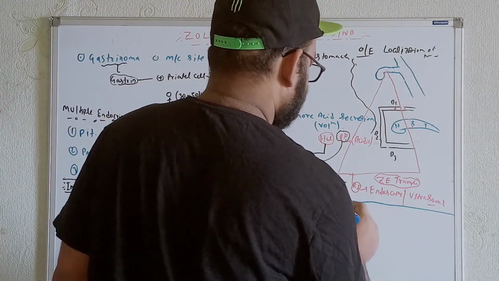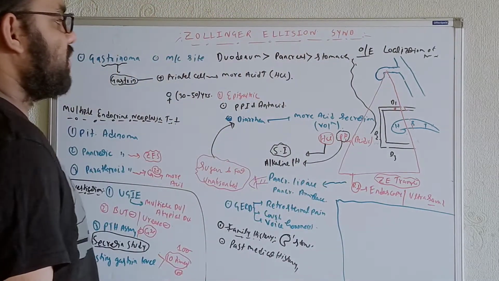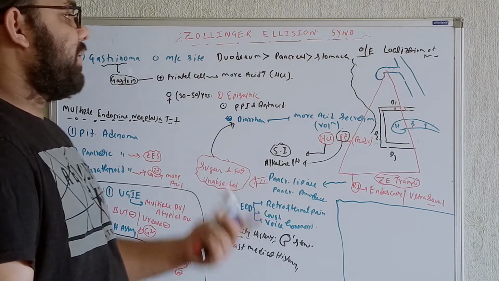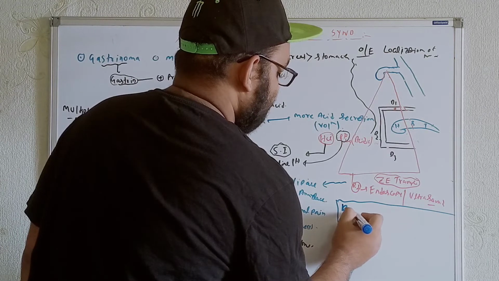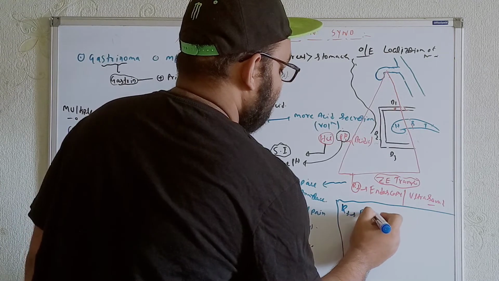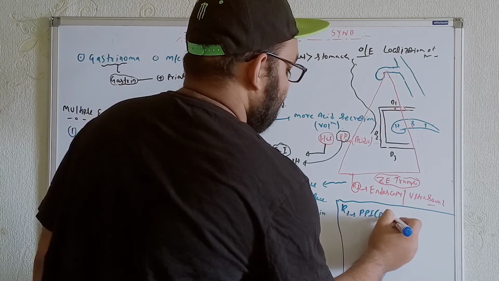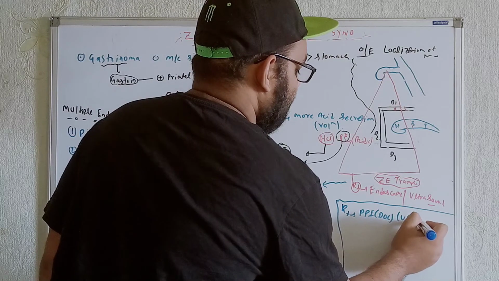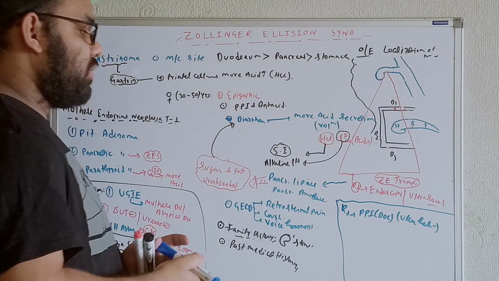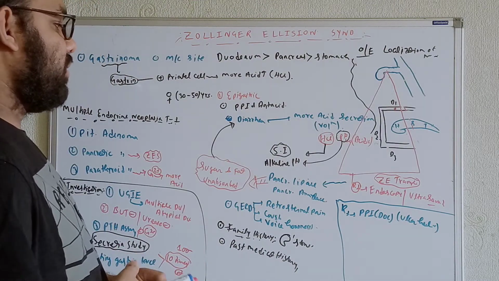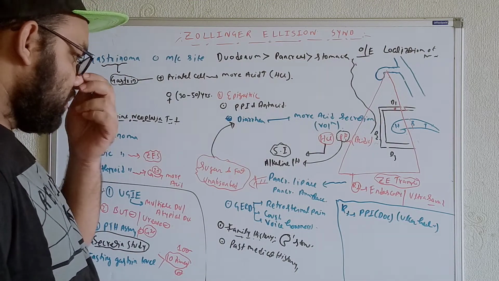As we are getting over here in terms of the Zollinger-Ellison syndrome, definitely there are ulcers. So, what kind of drugs are we supposed to use over here? Definitely, we have to use the PPI, the drug of choice in these cases, for ulcer healing. That means the proton pump inhibitor. For the healing of the ulcer, we have to use these.